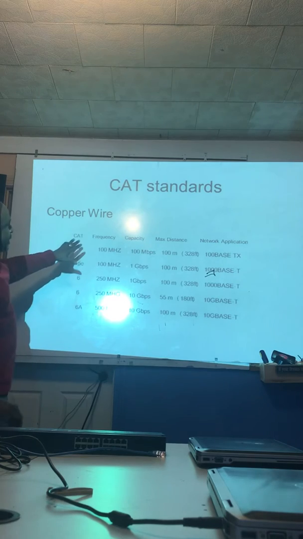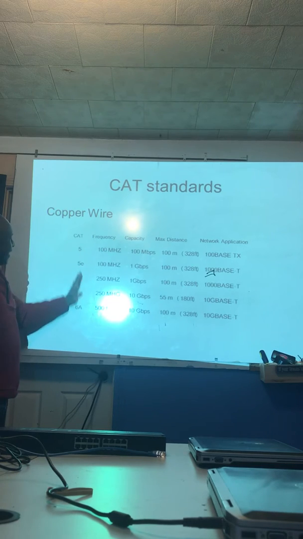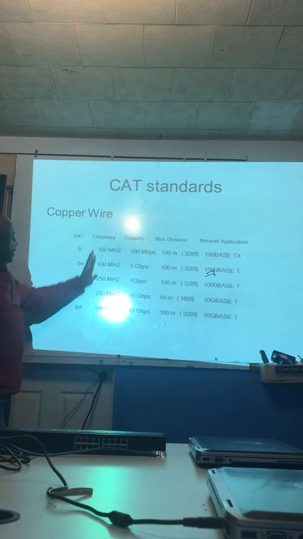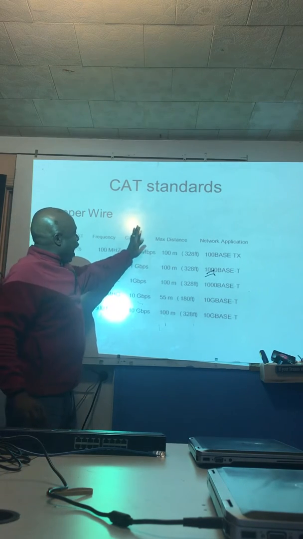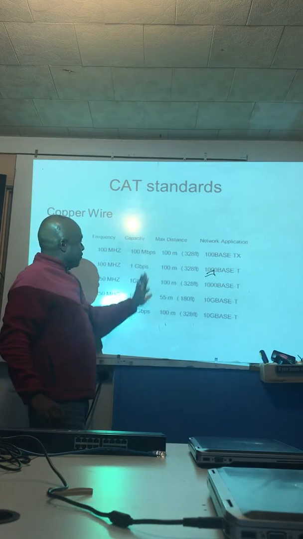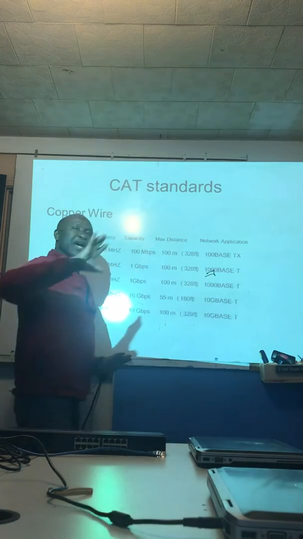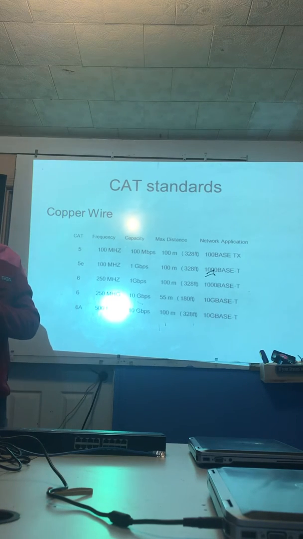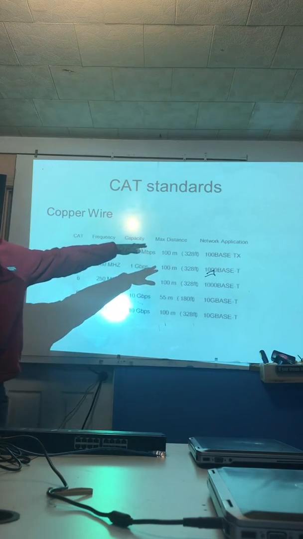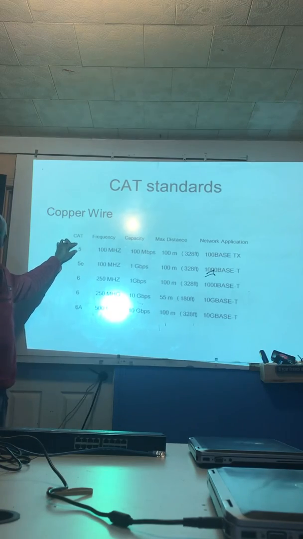Now, this gives you an idea of the type of cable, the category of cable on the market, the frequency that each of those cables support, the capacity or bandwidth of each cable, and the distance you can run the cable. Most of them can go up to 100 meters. So that means the distance between the switch and the computer cannot be longer than 100 meters or 328 feet.